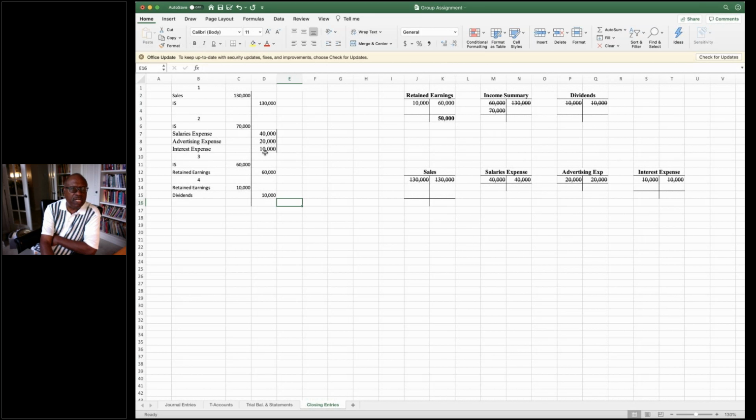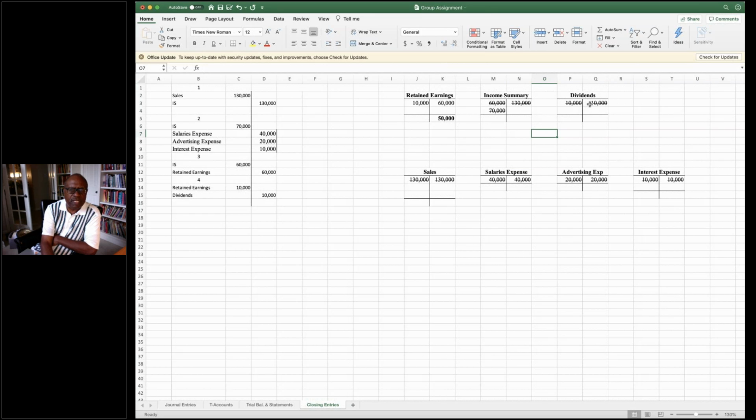Then for the expenses, they had a debit balance, so you're going to debit income summary for 70,000 and you will credit each expense. So as these expenses are credited, they're closed out. Then the third closing entry is the net income. So we're going to debit income summary and credit retained earnings. And so you see, we don't have all of this information in retained earnings. We know that this is the income number.